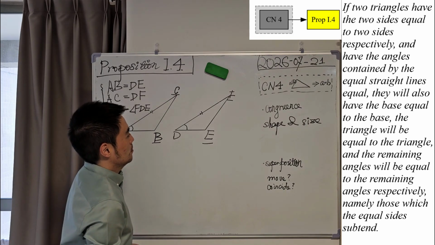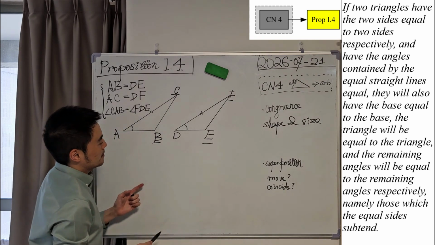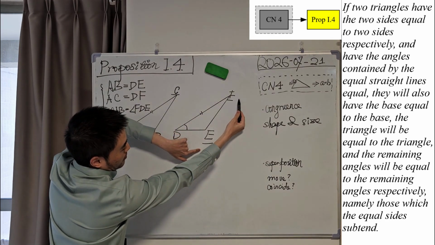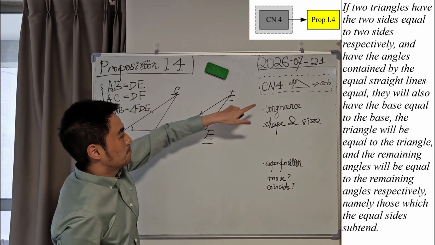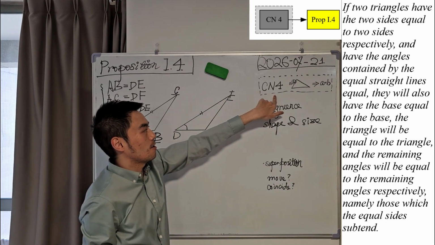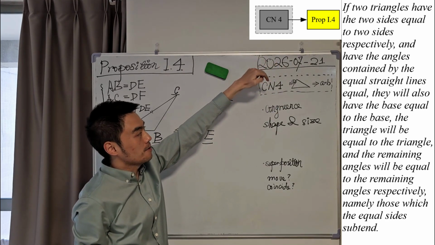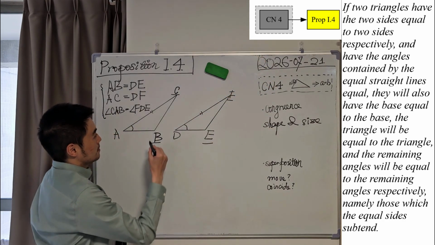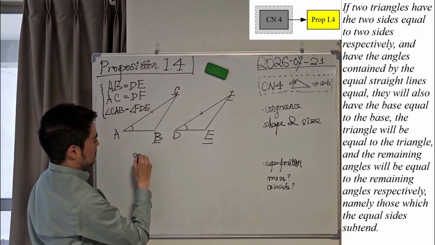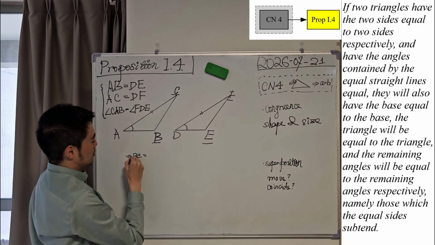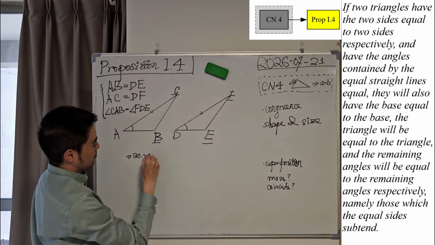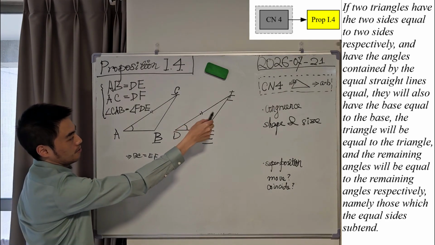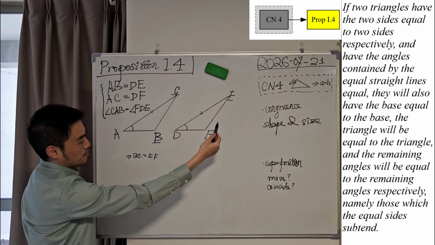Then we know that BC and EF are coinciding. And because of common notion 4, two coinciding objects are equal. So we know that BC is equal to EF. So this proves that the third side is equal.